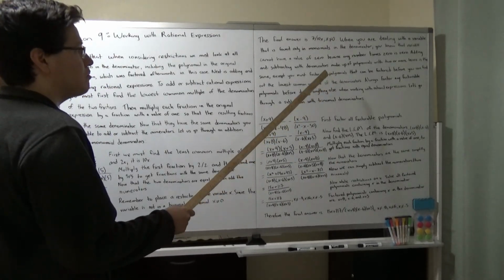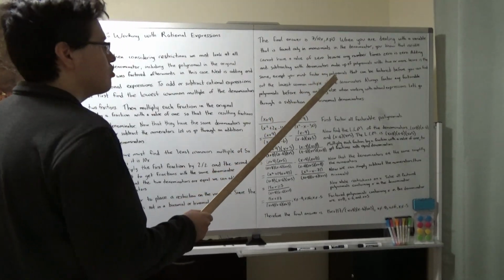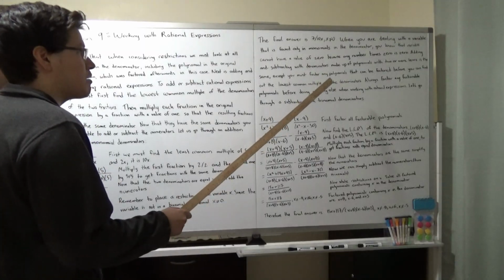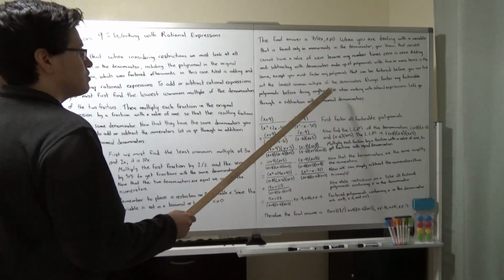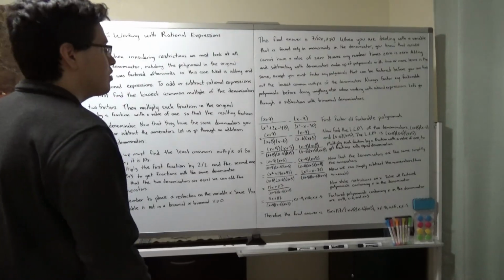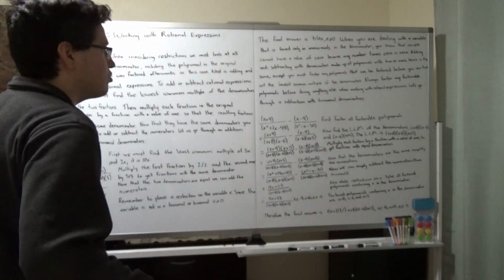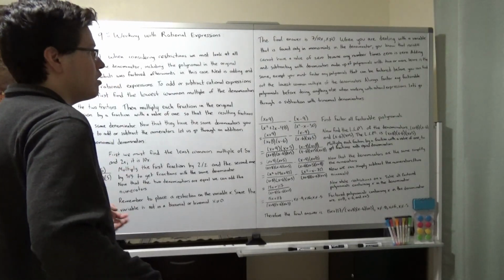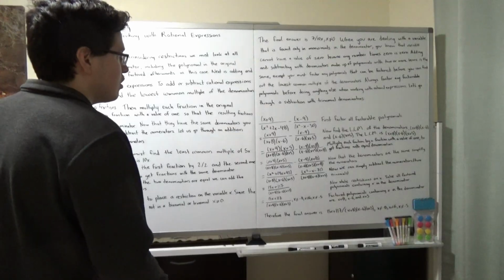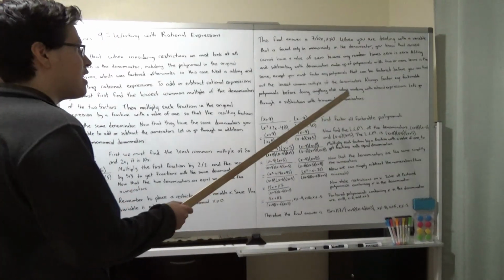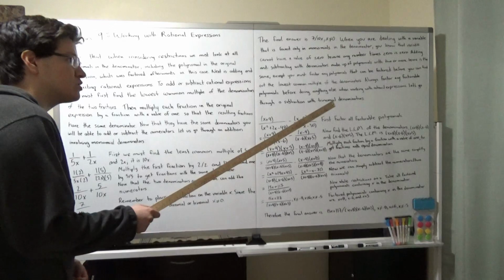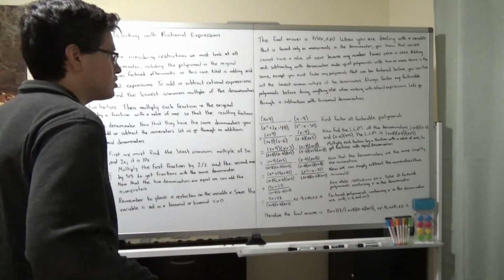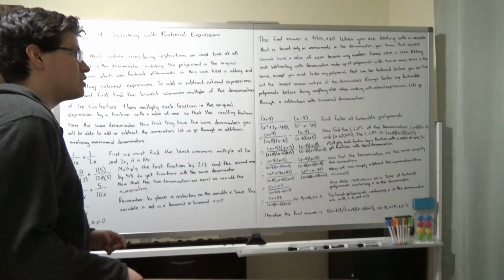Adding and subtracting with denominators made up of polynomials with 2 or more terms is the same, except you must factor any polynomials that can be factored before you can find the least common multiple of the denominators. Always factor any factorable polynomials before doing anything else when working with rational expressions.